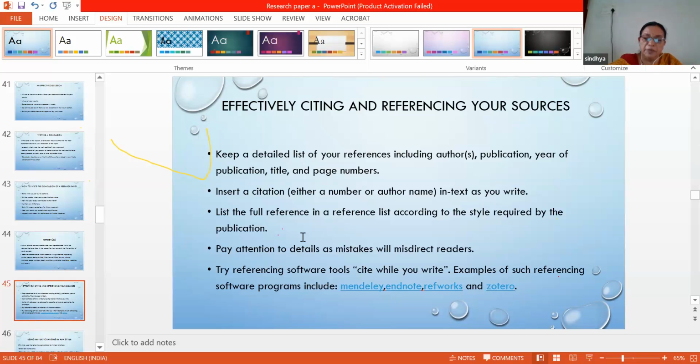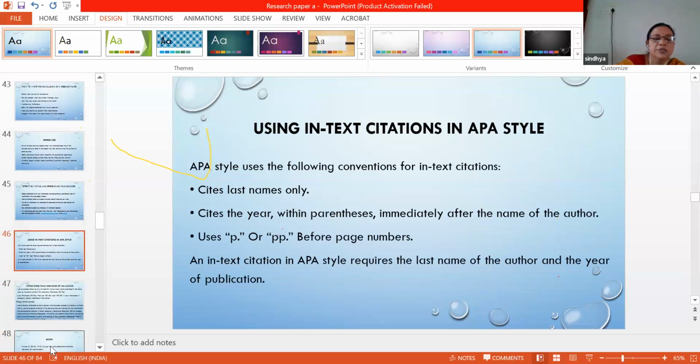Many software programs are available for referencing, formatting, as well as citing your references, like Mendeley, EndNote, RefWorks, etc. So all these are software programs that help you to cite such publications, and the review of related literature also.